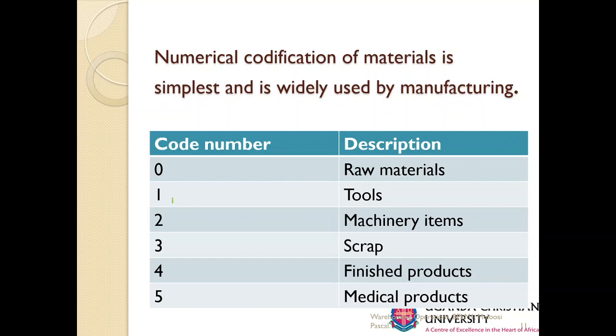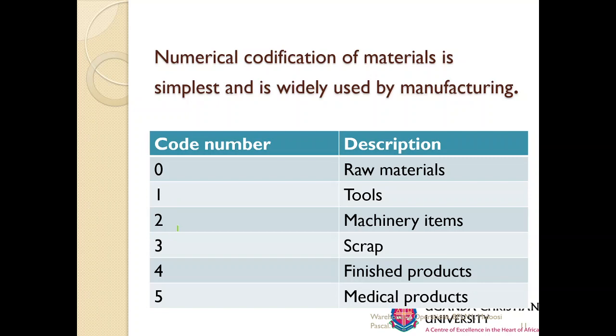Tools also 1. So you have a screwdriver, it's a tool. You have a hammer, it's a tool. So when you have it, 1H for one hammer. How many types of hammers are there? There are different types of hammers. Sledge hammers.